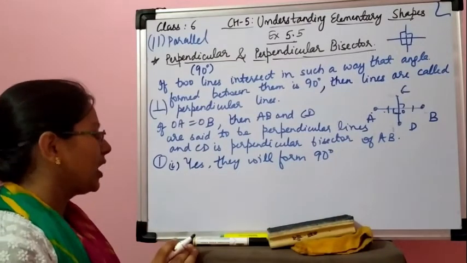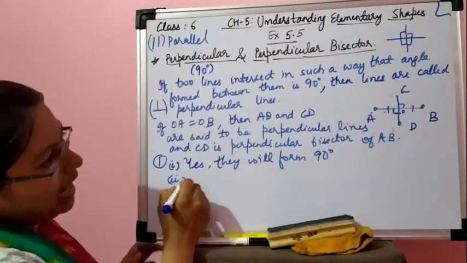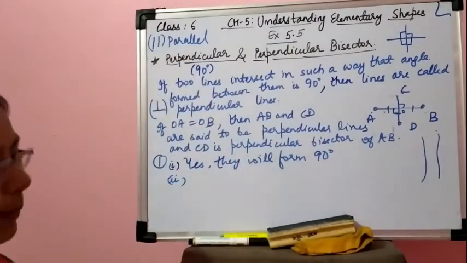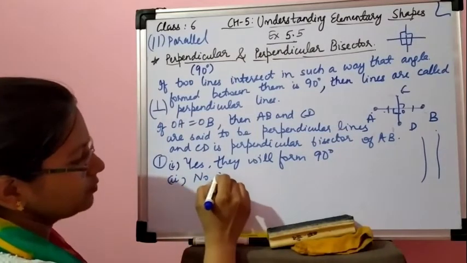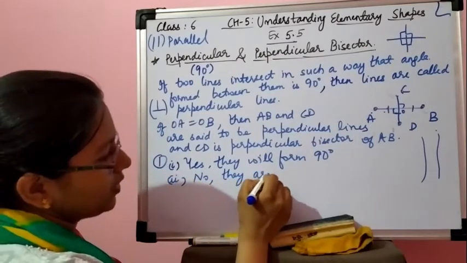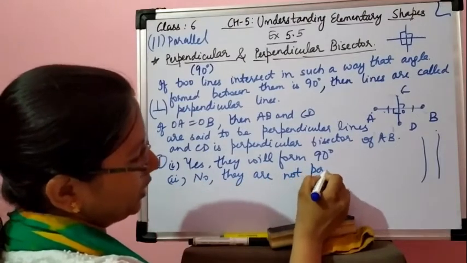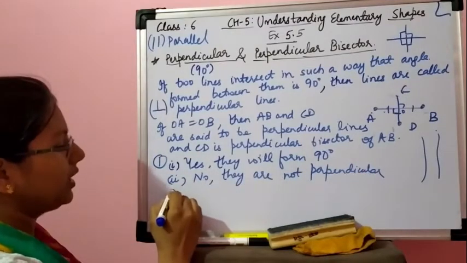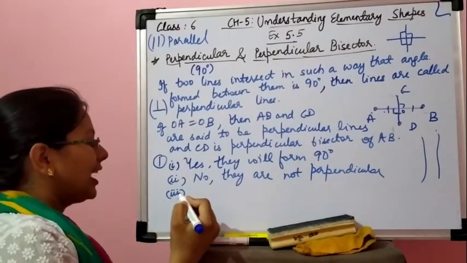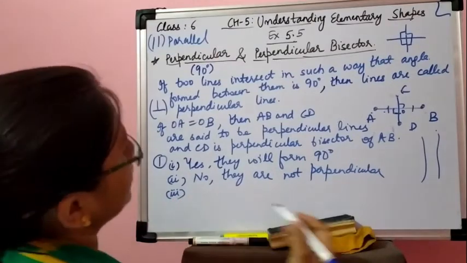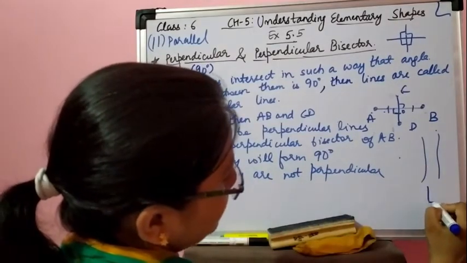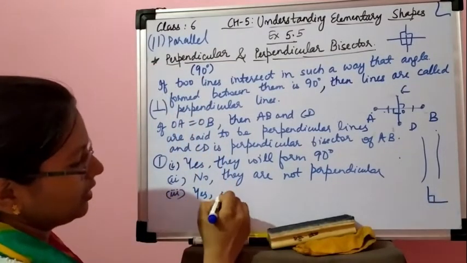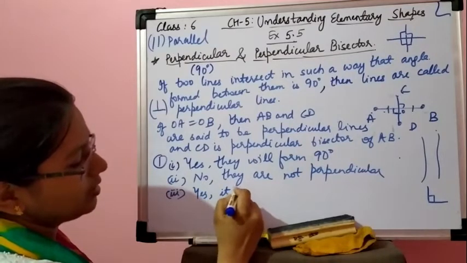Now in the second part, the lines of a railway track. You have all seen the lines of a railway track, they are in this way. So are they perpendicular? No, they are not perpendicular. Similarly, third part, the line segments forming the letter L. Now draw this L. Definitely it is forming a 90 degree. Yes, it is perpendicular.